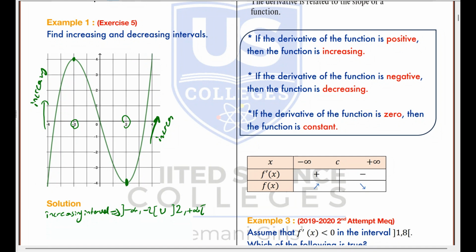What about the decreasing interval? Between those two numbers, the function is falling down from left to right, right? It's decreasing. So what is the decreasing interval then?